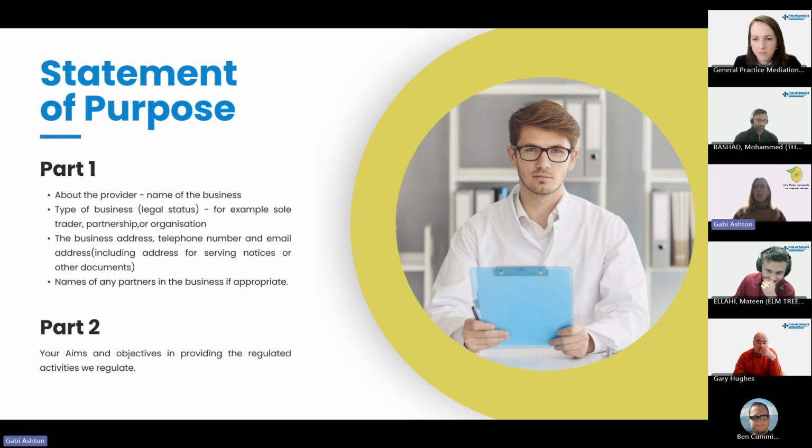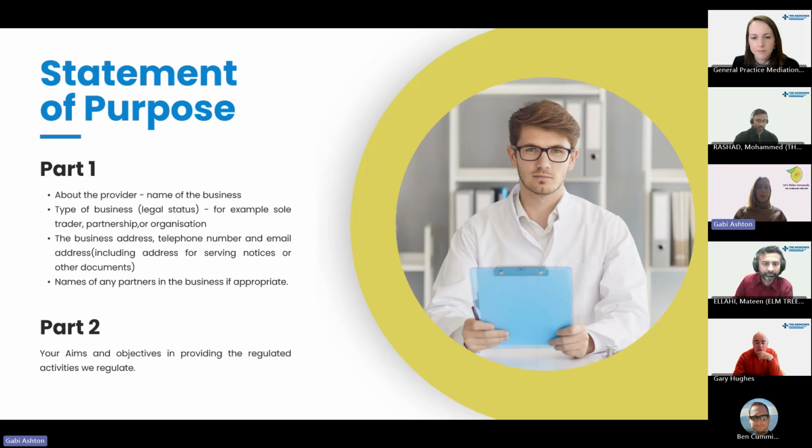When the CQC come out as part of their registration and as part of their ongoing inspections, they will be using this statement of purpose as a key document to understand how you're operating. And if they find that your statement of purpose is not conducive with the way in which you're operating, then that would be a breach under the registration regulations of 2009 that we spoke about.